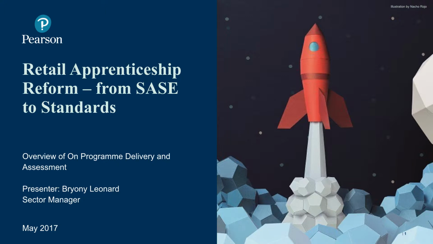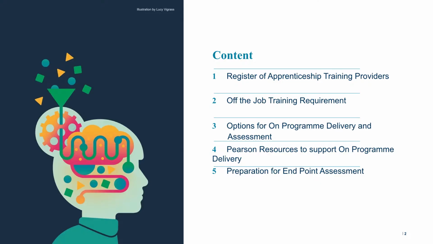So what are we going to look at today? Today we're going to be covering the wonderful Register of Apprenticeship Training Providers, and however you want to pronounce that. RATP seems to be the common form of phrase for that. Looking specifically at off-the-job training, looking at options for on-programme delivery and assessment, what resources we have at Pearson to support the on-programme delivery, and again looking at preparing for the next webinar next week on Endpoint Assessment, how you prepare your candidates for Endpoint Assessment.